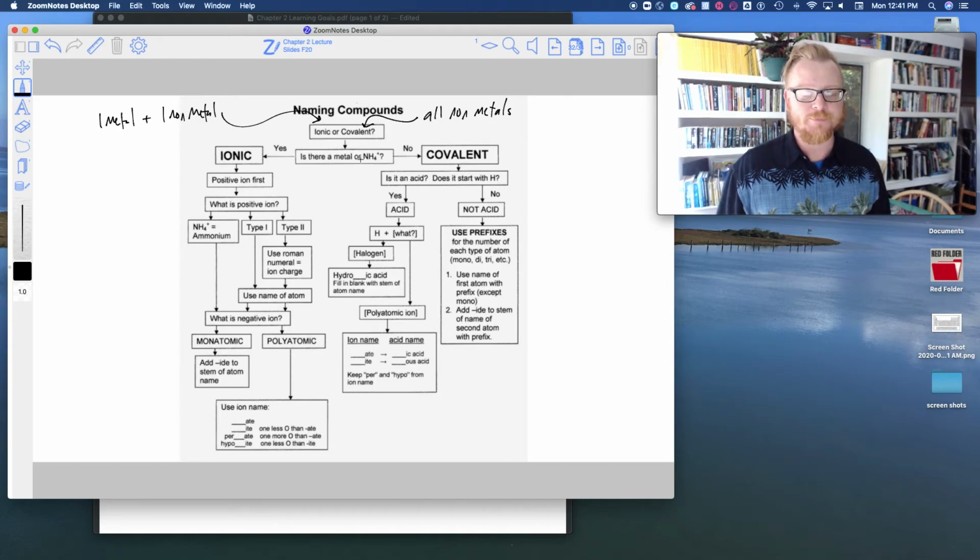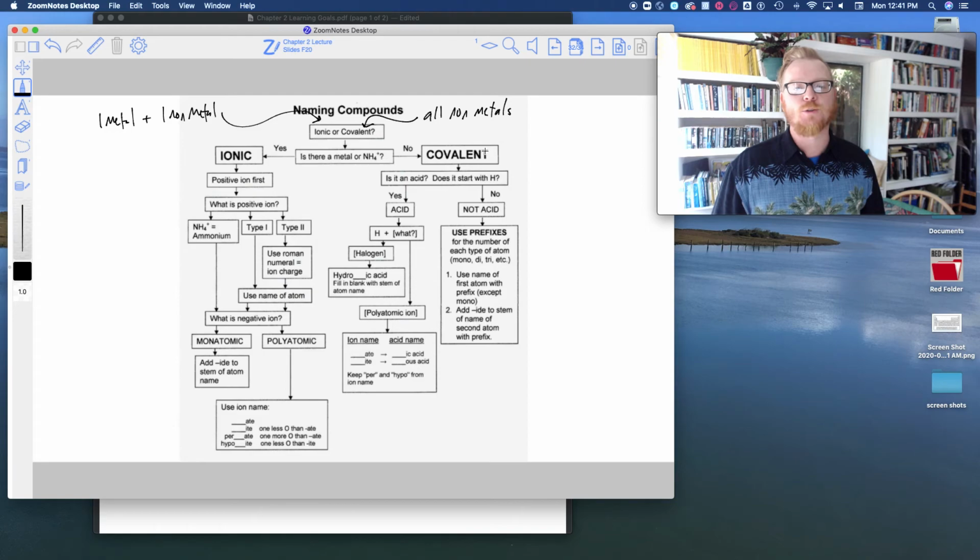Another question it's asking, is there a metal or ammonium? Ammonium is this kind of exception, and I'll talk about that in a moment. They're putting this example here because ammonium is one of our only polyatomic cations. So if the answer to this question, is there a metal, is no, that means it's covalent. Is there a metal? Yes, that means it's ionic.